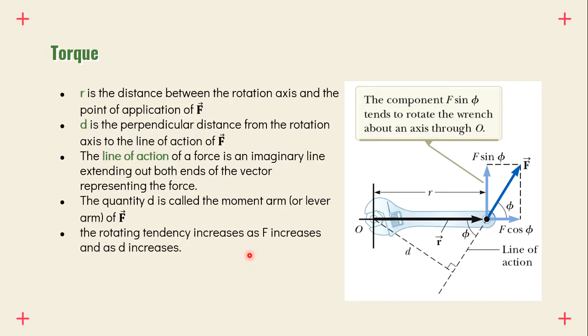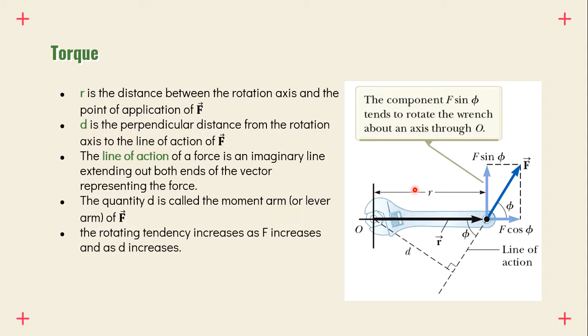So let us define some terms. R is the distance between the rotation axis and the point of application of F. So in this figure, this is our rotation axis. This is the point where everything rotates. Everything revolves around it. So the distance from this point to that point is the R, or radius if you want to call it radius.